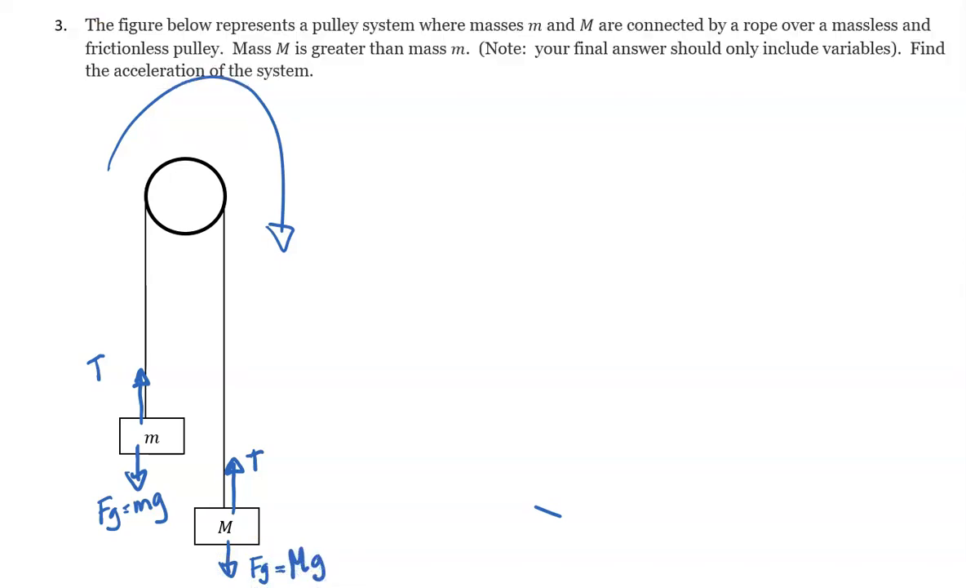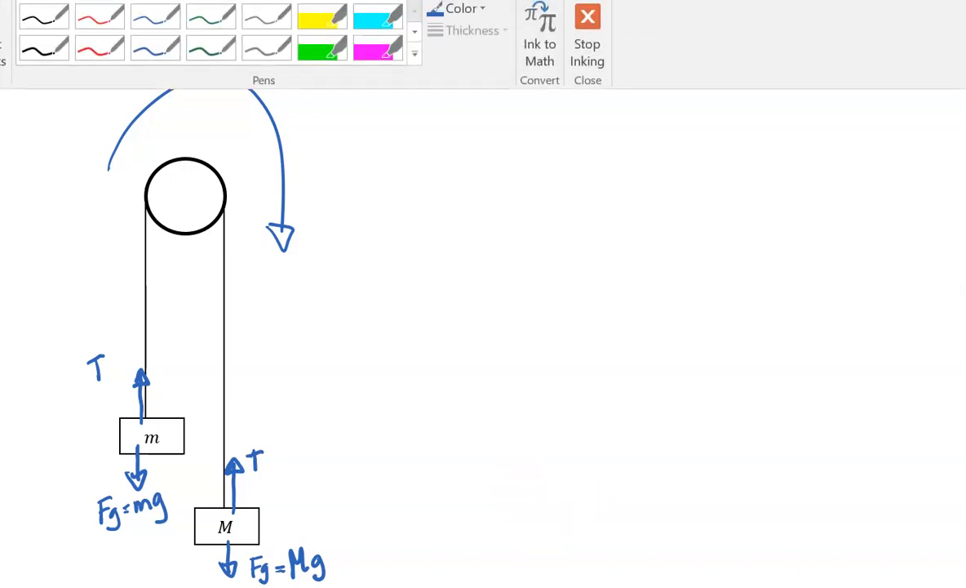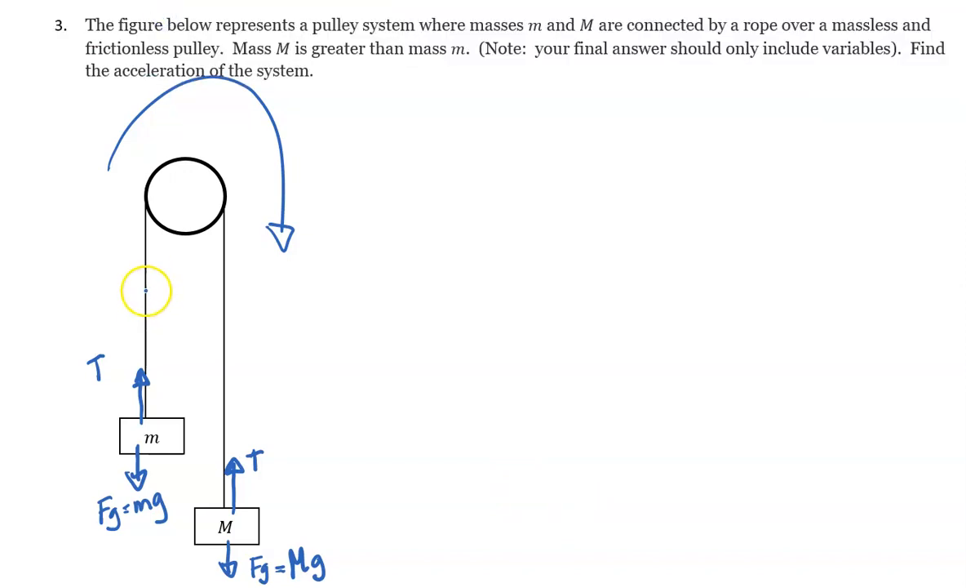Cool. So if it is a massless pulley, then we know that tension is the same throughout. Because imagine, just think of this as one whole rope right here. This tension will approximate to be the same. Not true in real life because pulleys actually have mass, but it's pretty approximate for what it would act like in real life.